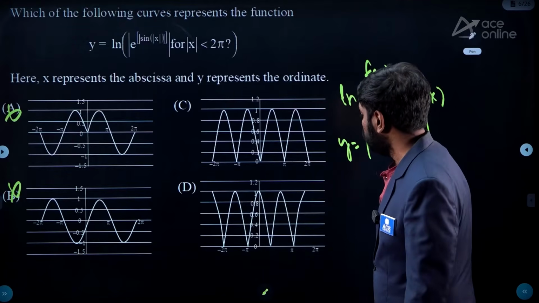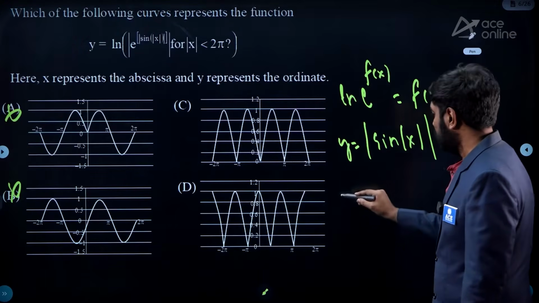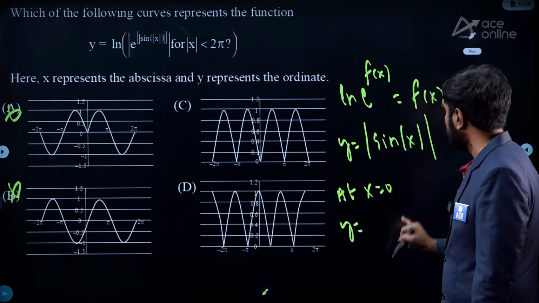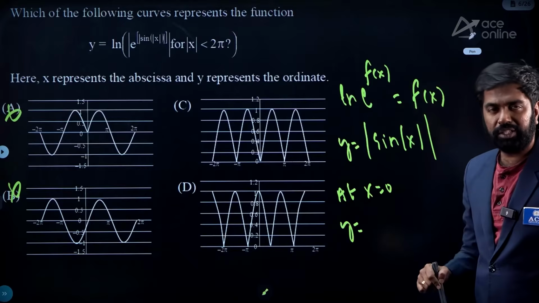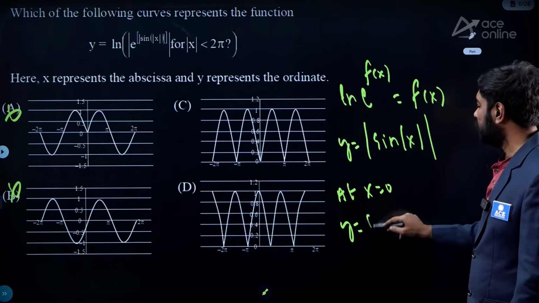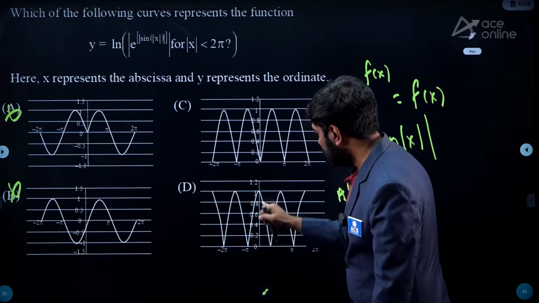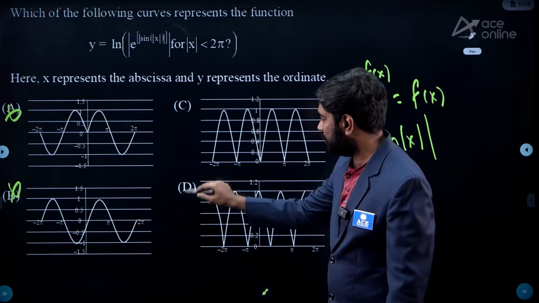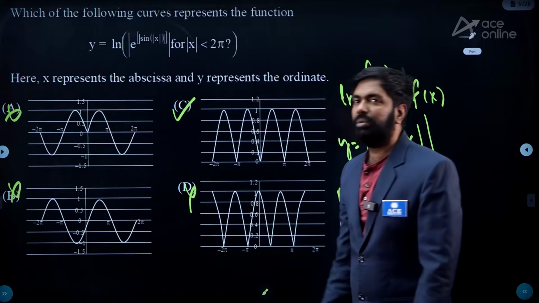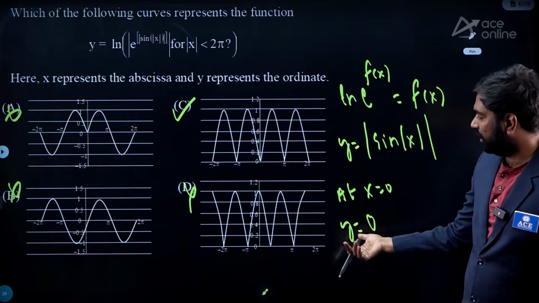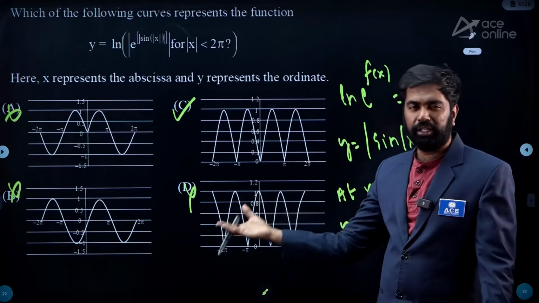Now we have two options left over. Let's say at x equal to 0, what's the value of y? Mod 0 is 0, sine 0 is 0, mod 0 is 0. So y value is 0, which matches here. Whereas at 0, it is shown as 1, so this is eliminated. So through elimination, the answer is option C. You can also take some other values like pi by 2 or pi, and then you can verify it.